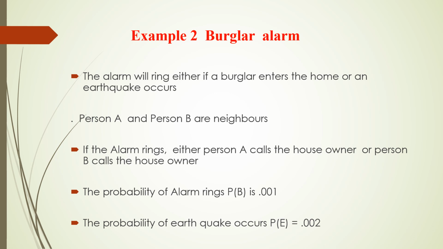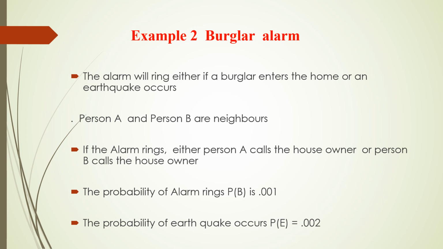And next one, the burglar alarm example. The alarm will ring either if a burglar enters the home or an earthquake occurs. A house owner fits an alarm in his home. The alarm will ring either if thieves enter his home or an earthquake occurs. And if the alarm rings, the neighbors, person A and person B, have to call the house owner. So either person A calls the house owner or person B calls the house owner.